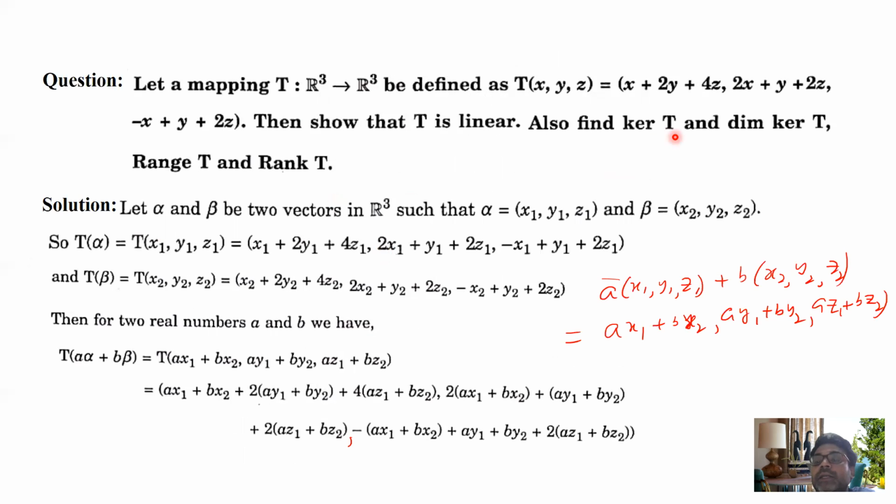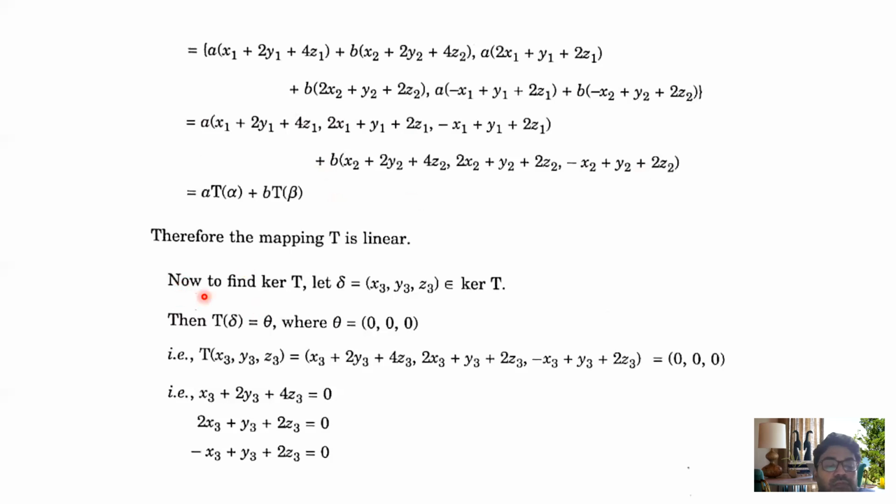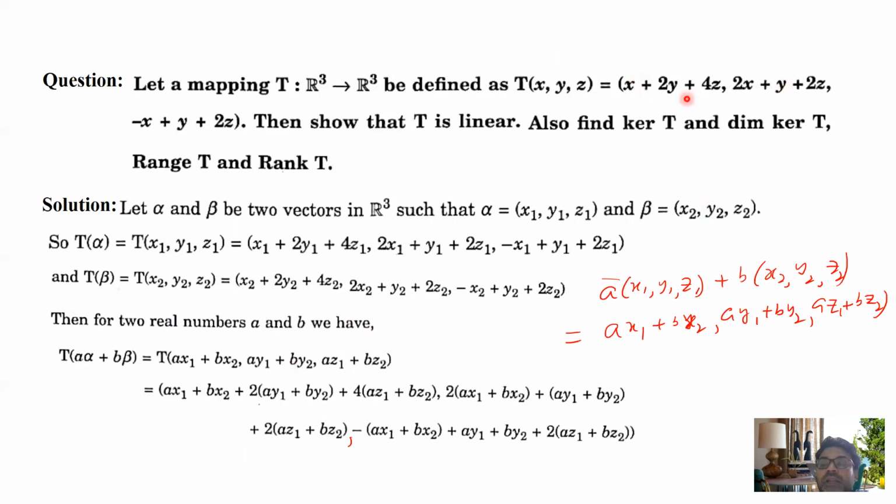So our first part is over. Now we want to find the kernel of T and the dimension of the kernel of T, the range of T and the rank of T. Let's see. Now find the kernel of T. Let delta equal (x3, y3, z3) belong to the kernel of T. Then, as you know, for the kernel, T delta is equal to theta. This theta is nothing but the null vector, belonging to R cube. So T(x3, y3, z3) is equal to T delta. Substituting here, T(x3, y3, z3) must satisfy the given relation. This relation must be satisfied.